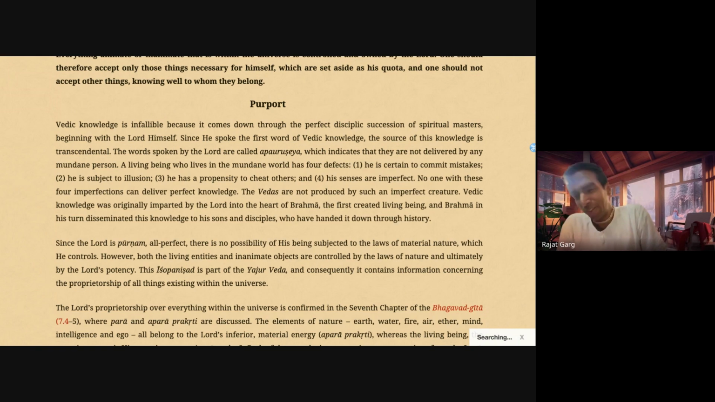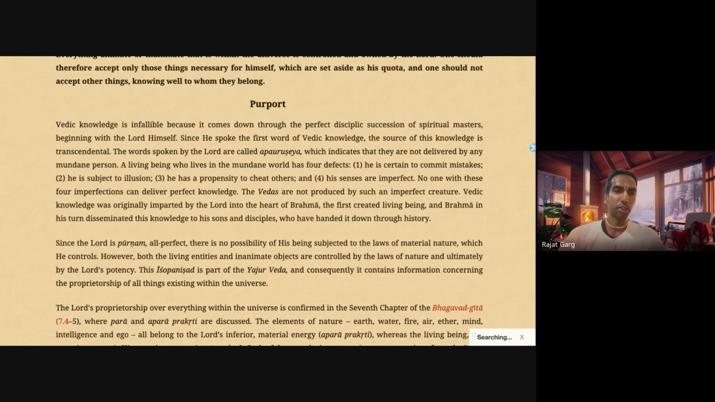So these are the four defects of a conditioned living entity: that he is prone to commit mistakes, he is subject to illusion, he has a propensity to cheat others, and his senses are imperfect. Generally, this cheating propensity also has various degrees. If you don't speak the truth to the other person, that is also a cheating propensity only. And Prabhupada used to say that in this Kali Yuga, society is full of cheaters and cheated, and people want to be cheated. That's why there are so many cheaters.